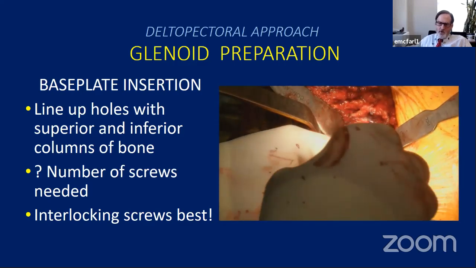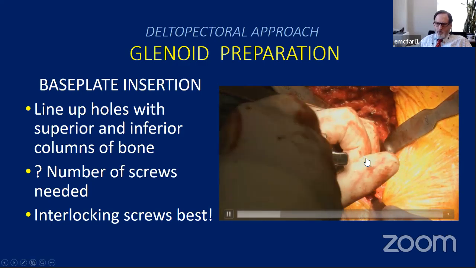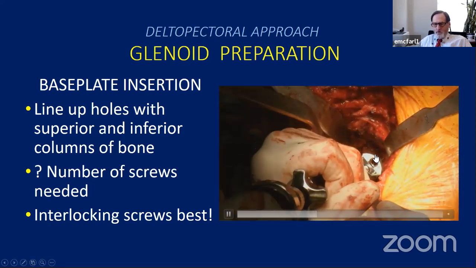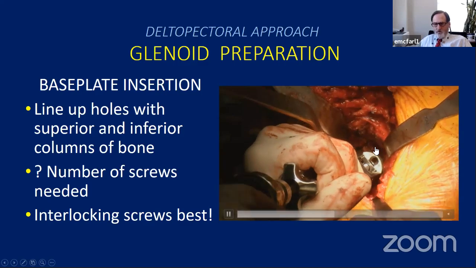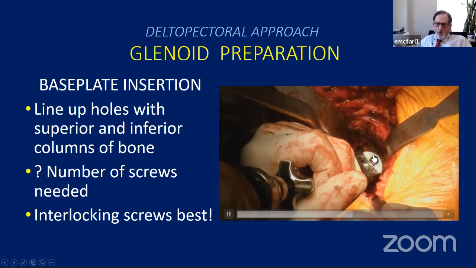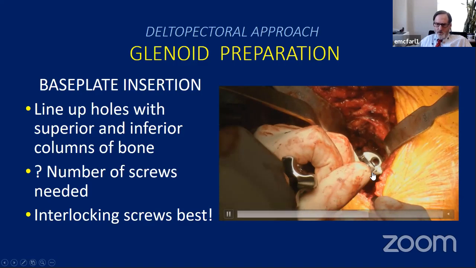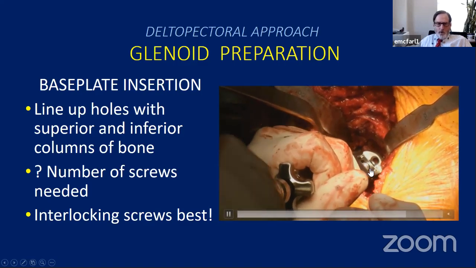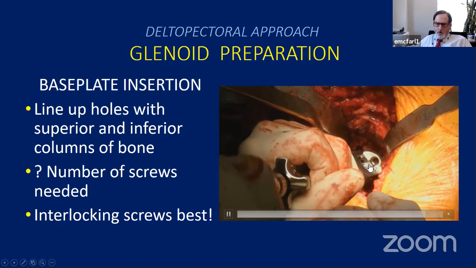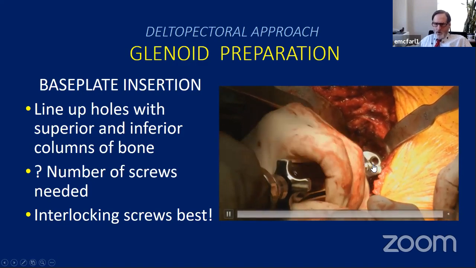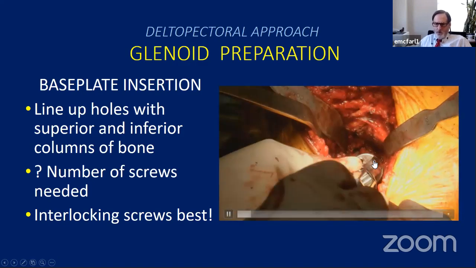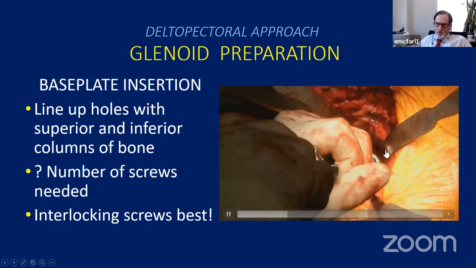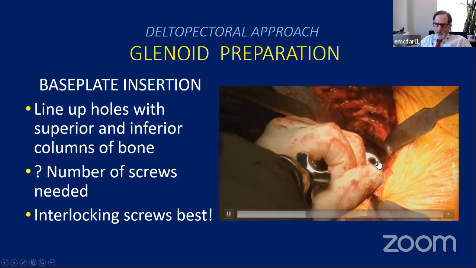I think there are a couple systems that have only 2 peripheral screws, which amazingly stay put and don't have large failure rates. So to each his own, but I personally like to use a prosthesis that has potentially 4 peripheral screws. And you want to use interlocking screws. Studies that had the highest base plate failures had non-locking peripheral screws. So you want locking peripheral screws.